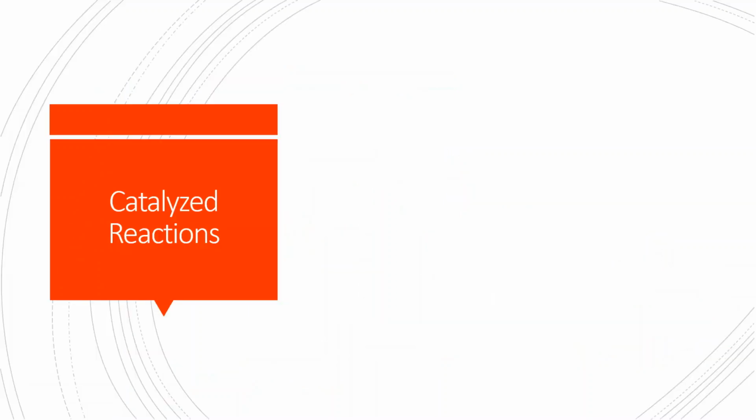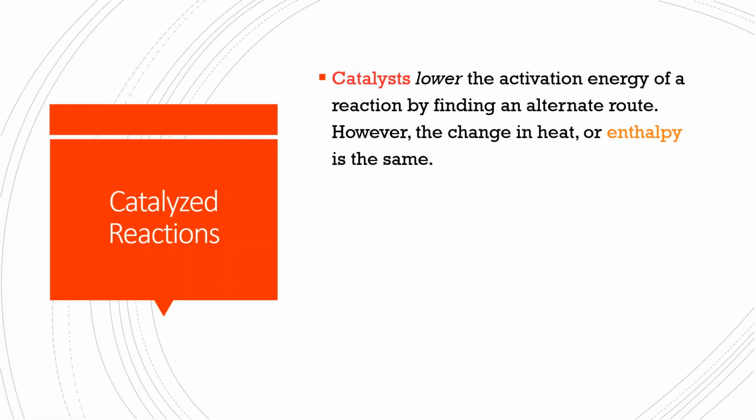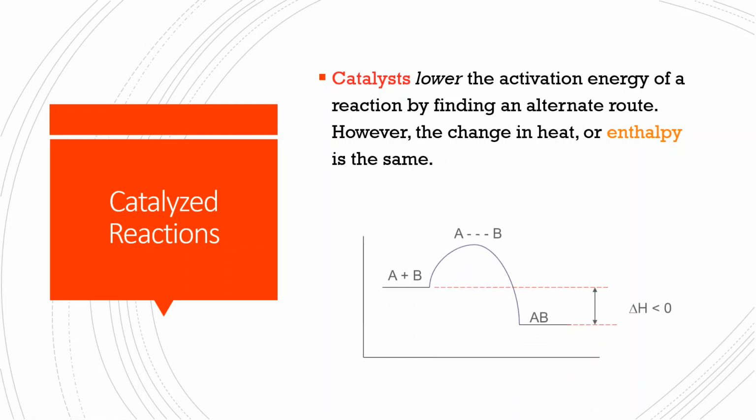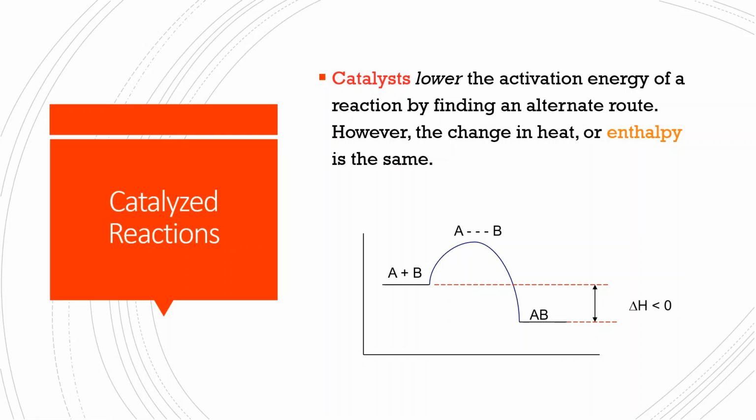So catalyzed reactions. What do catalyzed reactions look like? Again, a catalyst lowers the activation energy by finding an alternate route. However, there is no change in the heat of the reactants or products or the delta H. There is, however, a change in the activated complex as well as the activation energy, because that activation energy is being lowered. Now with this blue line, which I'm now making red, that is without the catalyst. And then the green line is with the catalyst.